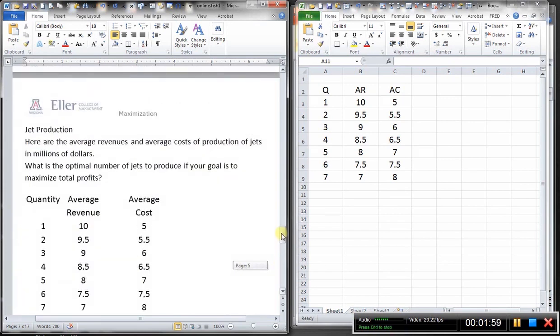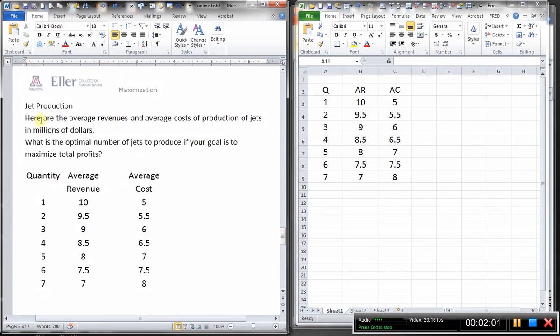All right, so I want you to take a moment and look at this problem. Here are the average revenues and average costs of production of jets in millions of dollars. Occasionally I've had people complain when I've taught the class that the numbers we use are too small. They're just not meaningful. So anytime you see a number you think is too small, you just multiply the whole problem by a million or a billion, and then you can decide it's a much bigger number.